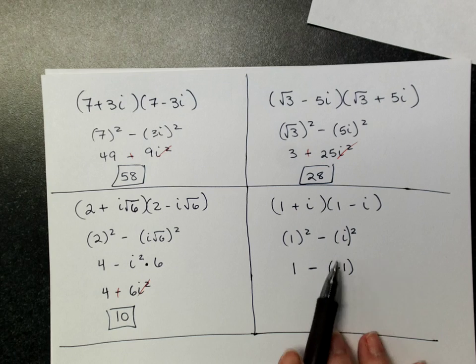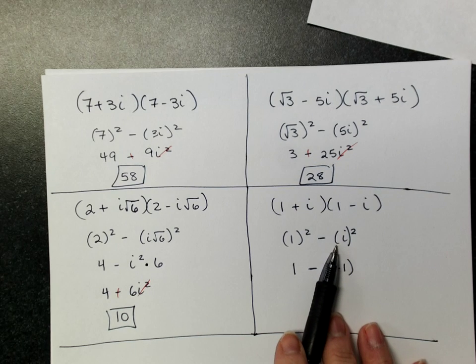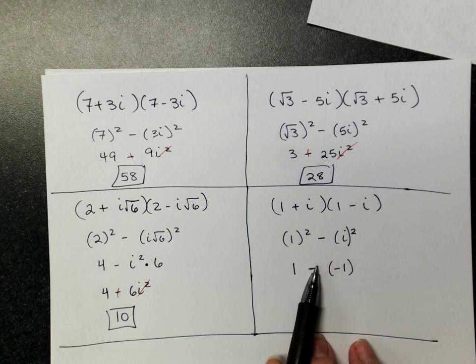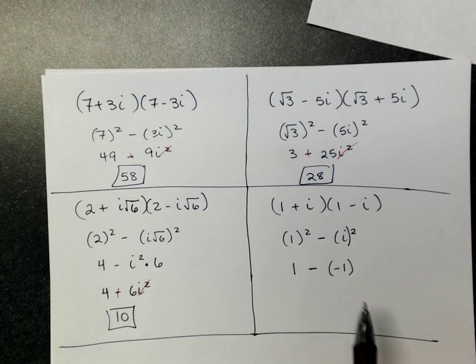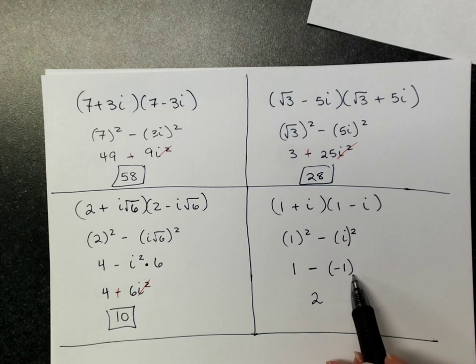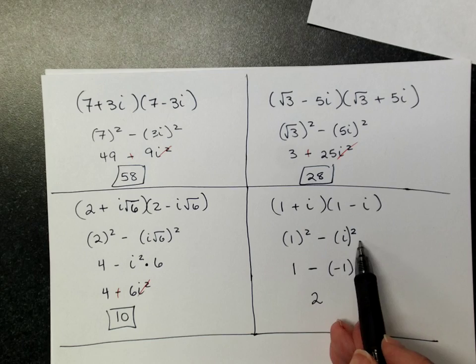Gotta be real careful here. If you got nothing else, you're not just flipping a sign. Because it doesn't just disappear. There's already a minus sign there, and i squared itself is negative 1. So what is our answer? 2. Yeah, not 0. This wasn't 1 minus 1. It was 1 minus negative 1.